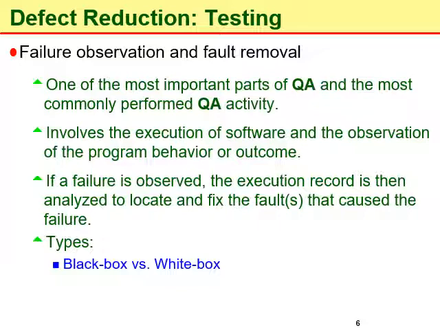In black box testing, a program or system is executed and its behavior is observed against some inputs. Whereas in white box testing, the structure or the code of the software system is observed or analyzed to determine if there are any problems with the code or structure of the system.